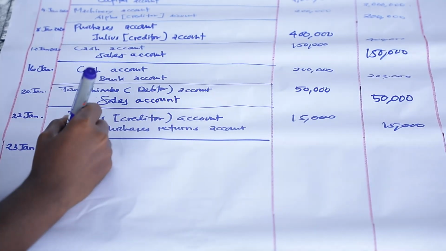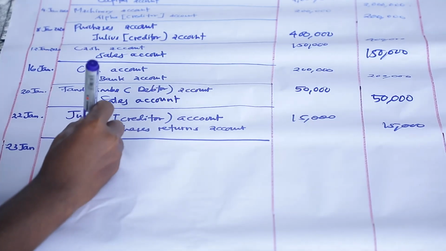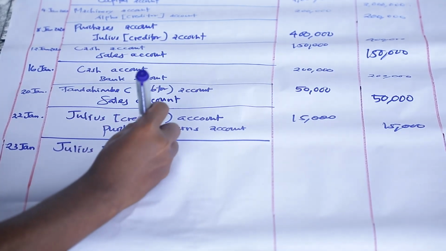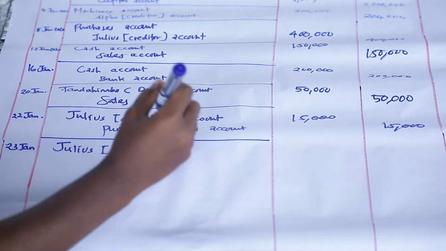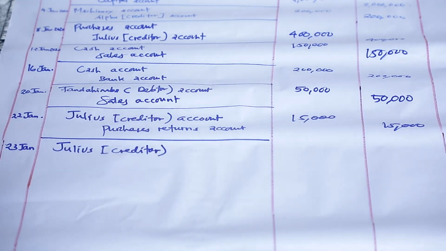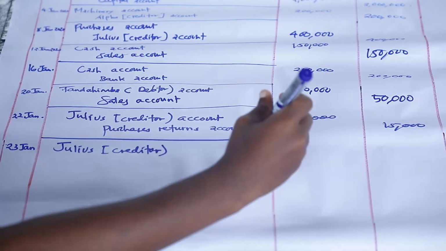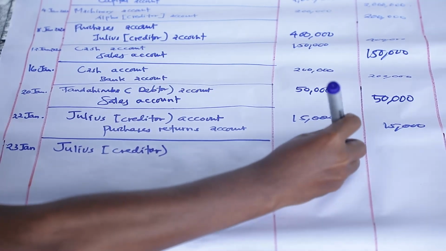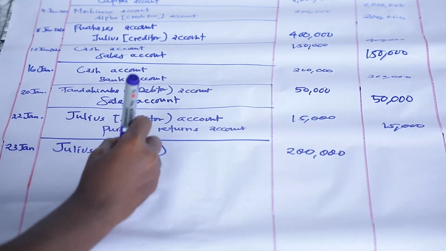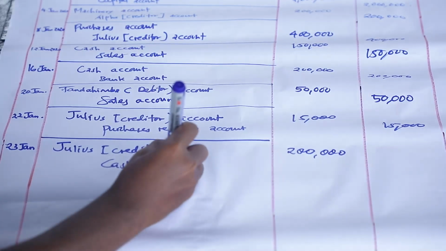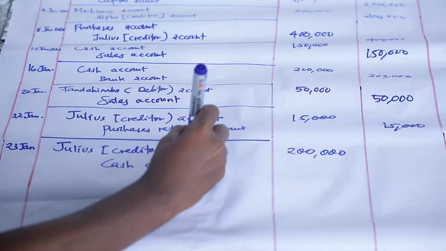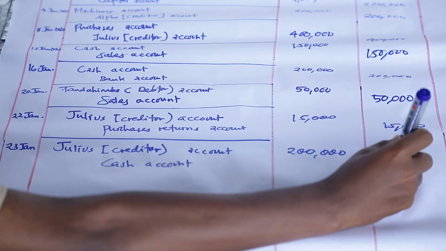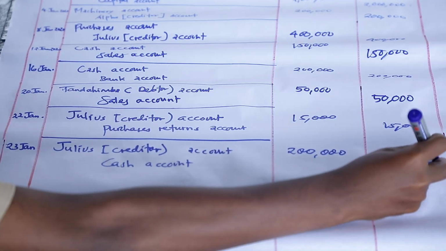So we paid Julius. So we're going to decrease the amount outstanding, who is a creditor, because a creditor has a credit nature. So when we pay, it means that we are reducing the amount owed to Julius. So we're going to debit Julius here, and the bank account will be credited because we have reduced the money. So we're going to credit the bank account 200,000.